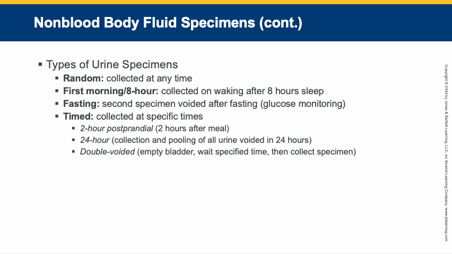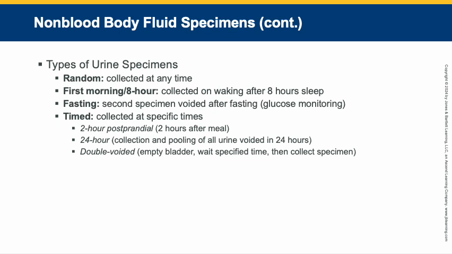Then you have a timed specimen. This just means exactly what it says. It's collected at specific times. The first kind of timed specimen is called a 2-hour postprandial specimen. This is collected 2 hours after a meal and tested for glucose. It's the primary way to monitor the insulin therapy of patients with diabetes mellitus.